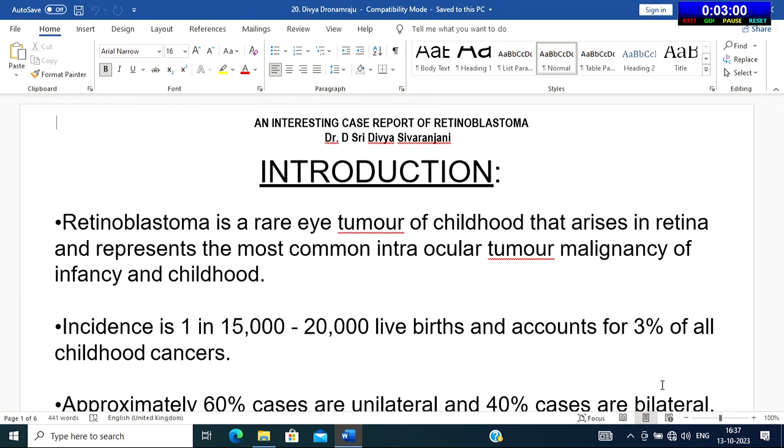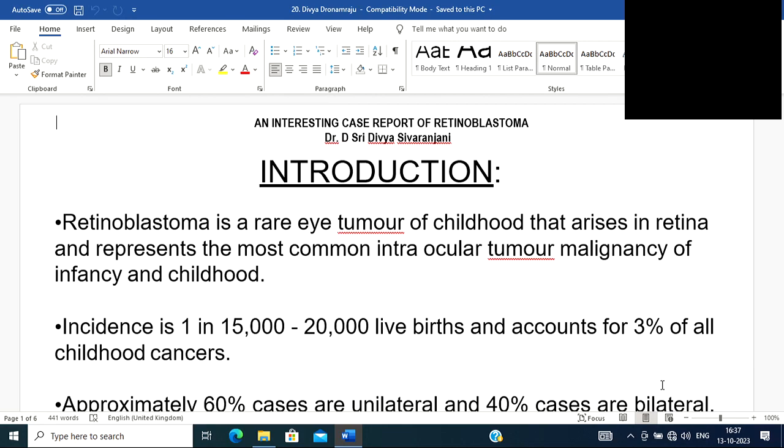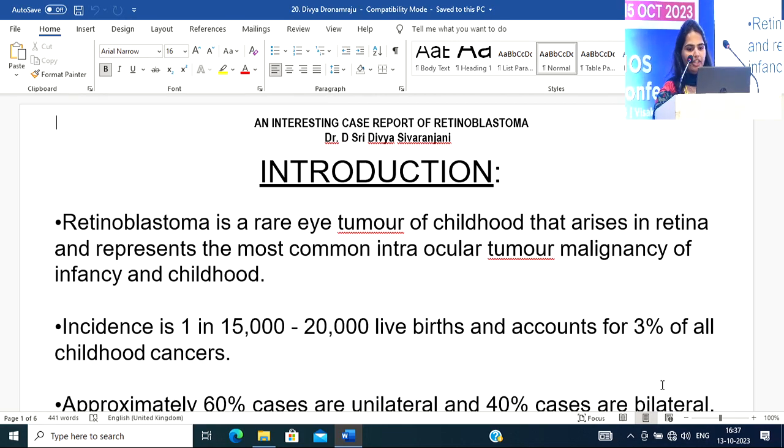Good evening everyone. I am Dr. Divya. My topic for today's poster is an interesting case report of retinoblastoma. Retinoblastoma is a rare eye tumor of childhood that arises in the retina and represents the most common intraocular tumor malignancy of infancy and childhood.